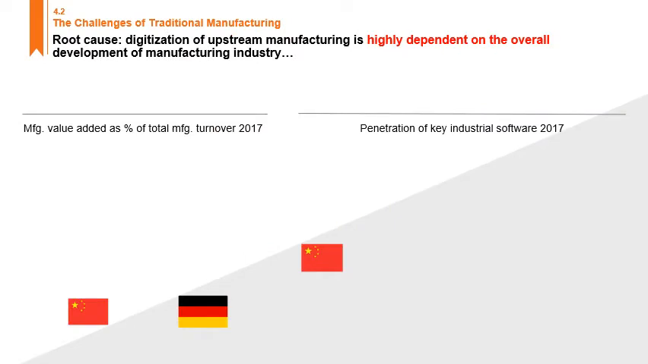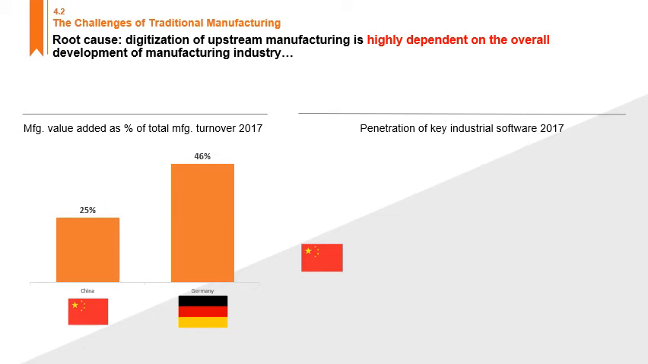So what is the root cause? Well, it is because the digitization of upstream manufacturing is highly dependent on the overall development of manufacturing industry. Now, looking at the graph on the left, you'll be thinking that China as a hub of manufacturing would be outperforming countries like Germany. But the real reason is that manufacturing value added as a percentage of total manufacturing must be part of it in terms of turnover. And Germany outbeats China in terms of manufacturing by more than 15%.